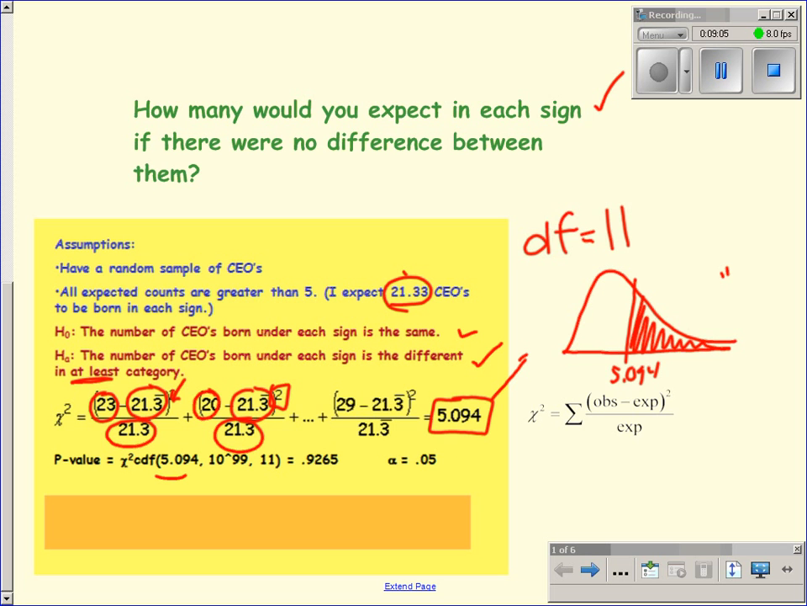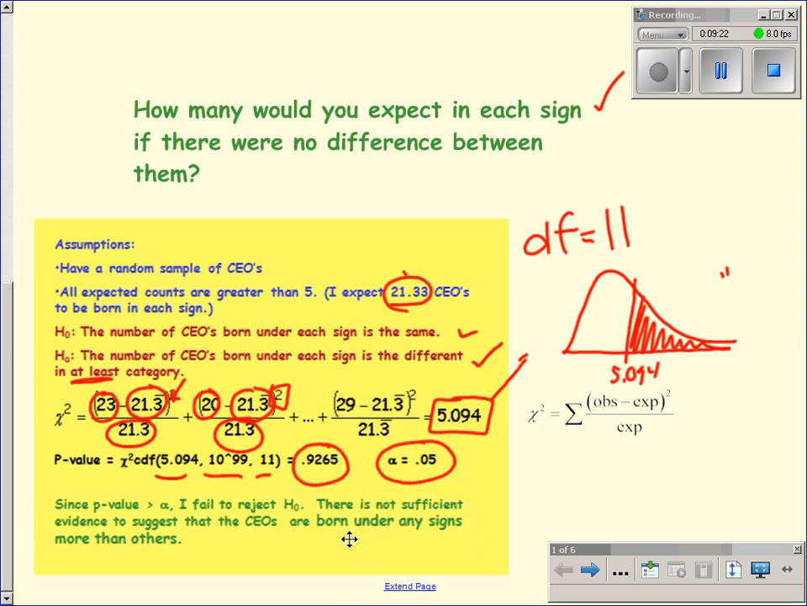So I'm really finding an area from 5.094 up to infinity with 11 degrees of freedom, and I get a p-value of 0.9265. I declare an alpha of 0.05, and we know from before that that p-value is not below alpha, so therefore we will not reject the null hypothesis. Fail to reject the null. There is not sufficient evidence to suggest that the CEOs are born under any signs more than any others.